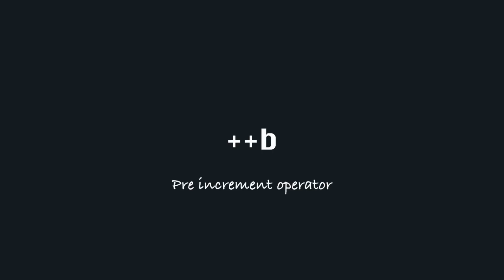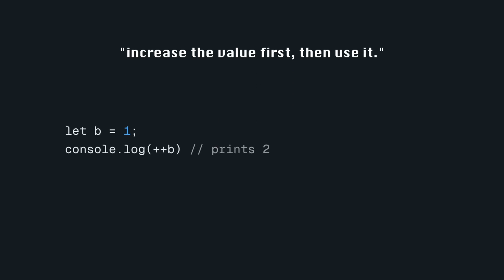++b is the pre-increment operator. It means increase the value first, then use it. So if b is 1, console.log(++b) prints 2 because it adds 1 before using the value. This subtle difference matters when you're doing assignments or passing values in expressions.